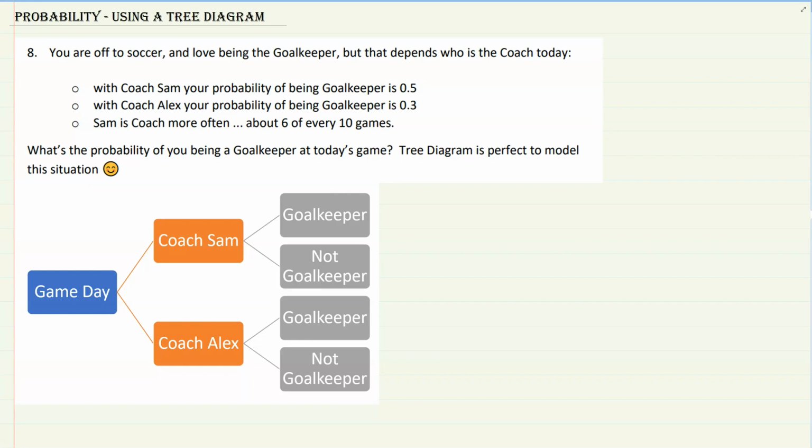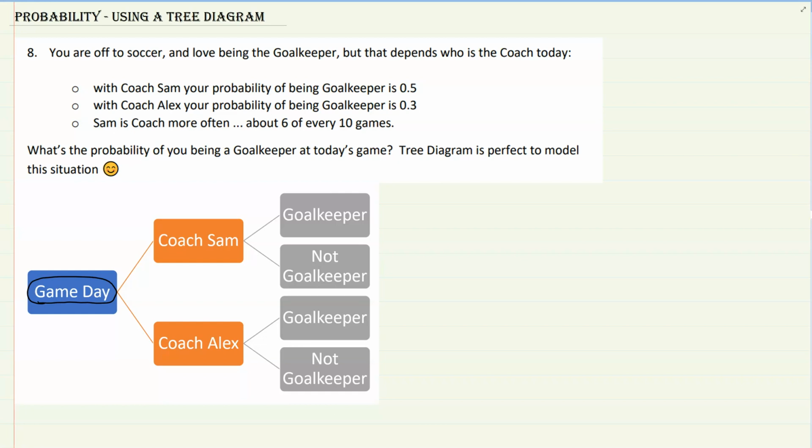or Coach Alex coaching. Okay, so when we're labeling the tree diagram, we would say, here is game day. We'll go out to the game. And then what is going to happen? Coach Sam or Coach Alex will be coaching. You have two coaches, right? And your chance of being a goalie or not depends on who's coaching.